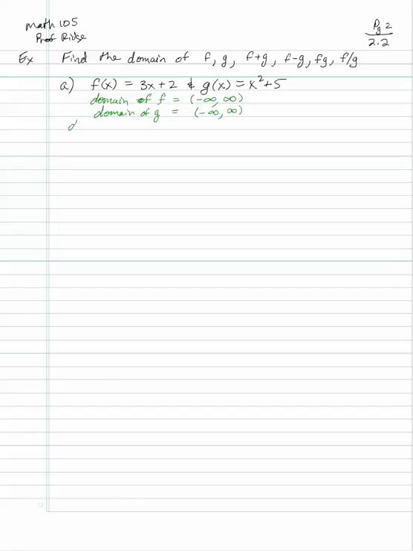And then the domain of f plus g, f minus g, and f times g is all the same. It's the overlap, what's in common to both. Well, since they both have all real numbers, this one's going to be all real numbers.